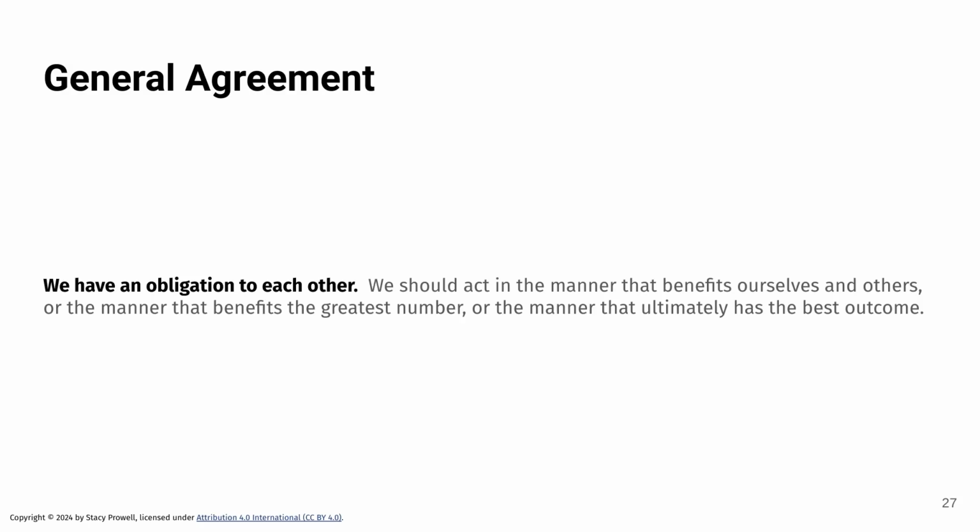We should act in the manner that benefits ourselves and others, right? You're part of humanity. You can't say, well, I'm excluded because I'm thinking what I should do. No, you're part of humanity too. Or we should act in the manner that benefits the greatest number, or the manner that ultimately has the best outcome, right? We start out and we say we have an obligation to each other, but then we diverge in terms of how we measure whether it's a good act or a bad act based on the different models we just gave.